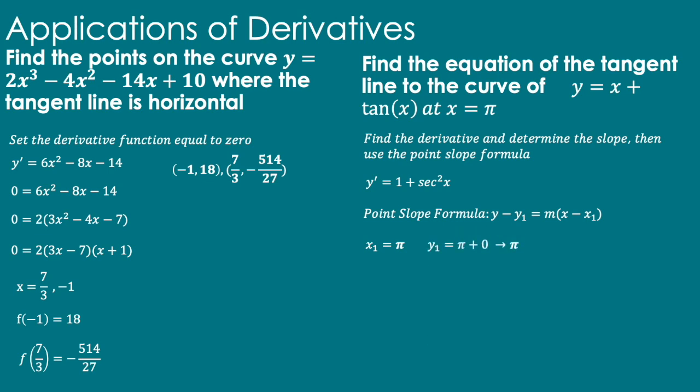Y1 is whenever you take x1 and plug it into the original function. So in this case, x plus tan x. And that's also pi. And then m is when we use the derivative function and then plug in x1. So we're plugging in pi into the derivative function. And remember that secant squared is really 1 over cosine squared. So that gives us 2, and then we plug in all those values into the point slope formula. You can always solve for y, but this is also sufficient.